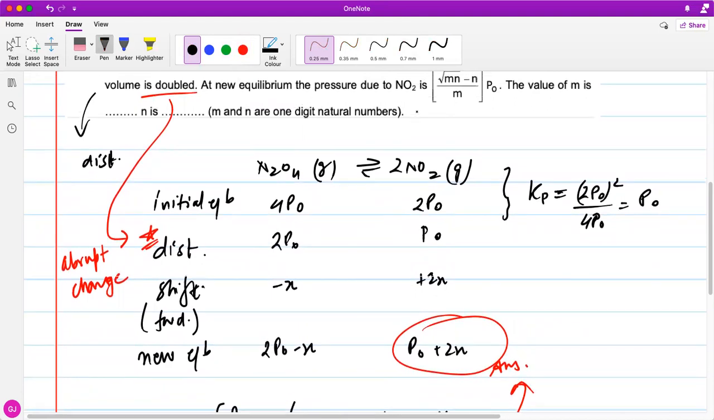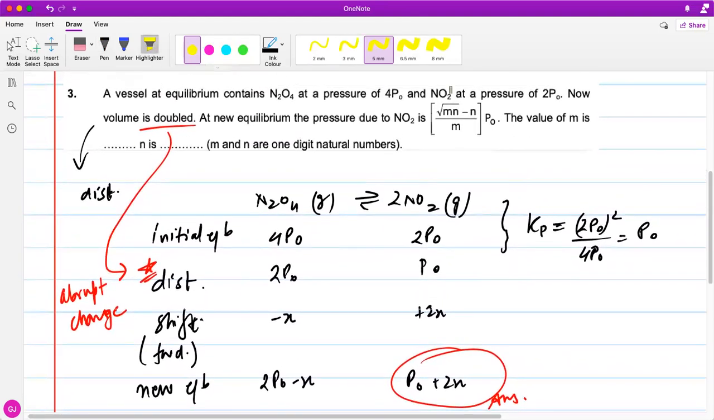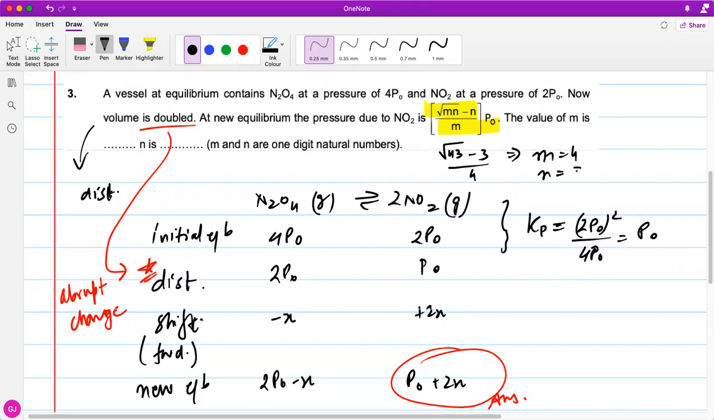And here m and n, in the expression which is mentioned over here, these are digits. So if the answer comes out to be like root 43 minus 3 upon 4, then m would be 4 and n would be 3. Digits are to be reported. I'm not sure what the answer exactly was, I'll have to solve, but this is how you have to read this expression.